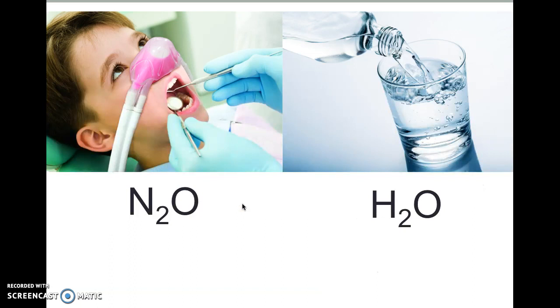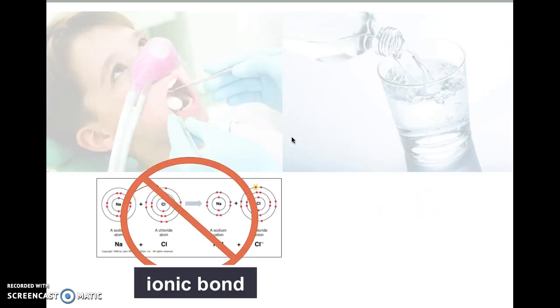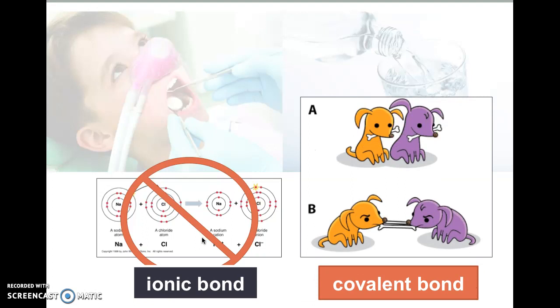But there are many kinds of compounds. For example, nitrous oxide is a compound that's commonly used at the dentist, and it's a gas. Water is a common compound that's all around us, but it's a liquid. So what makes these different? Actually, it's going to be the fact that there are not ionic bonds. Instead, there are covalent bonds.